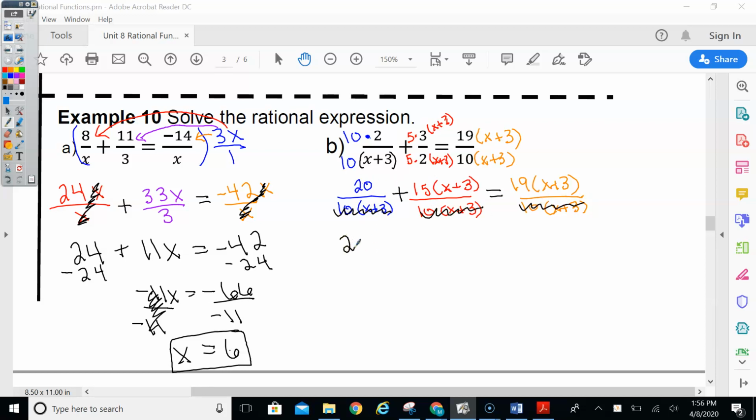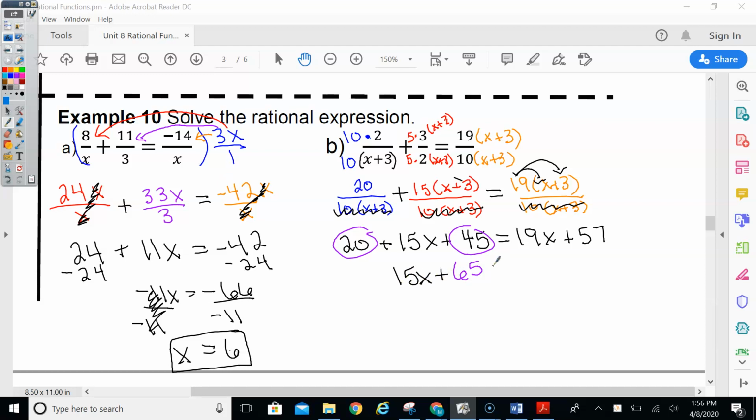So here I'm going to get 20 plus, distribute the 15, I get 15x plus 45, equals, distribute the 19, 19x plus 57. And again, linear, you just combine your like terms and solve for x. So over here I can actually combine the 20 and the 45 before I start moving it. So that's 65. So 15x plus 65 equals 19x plus 57.